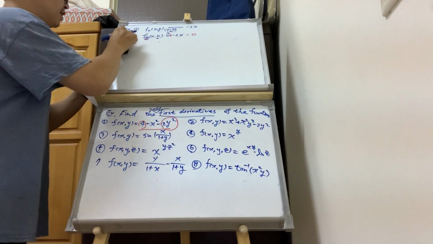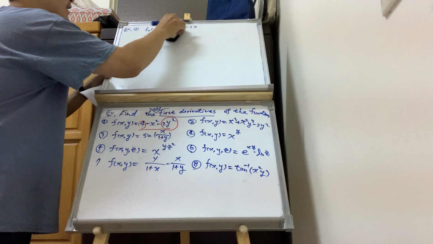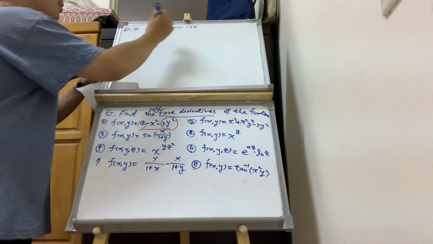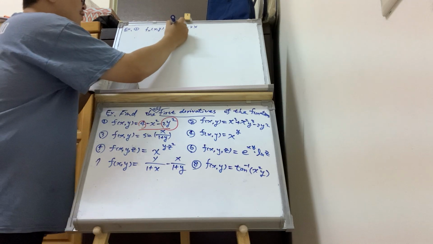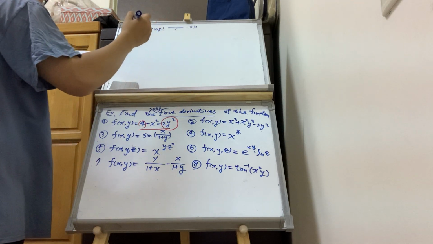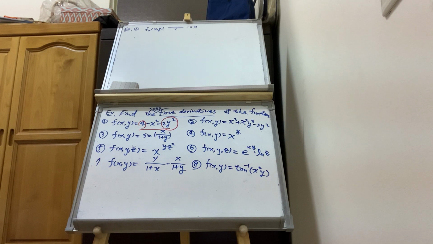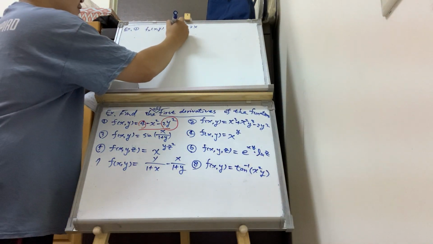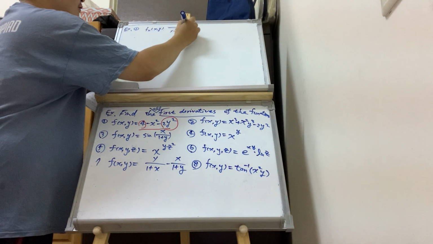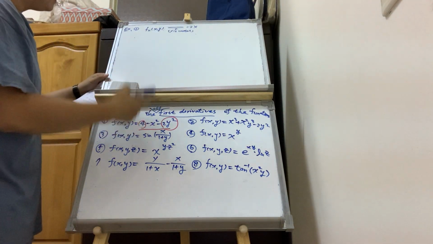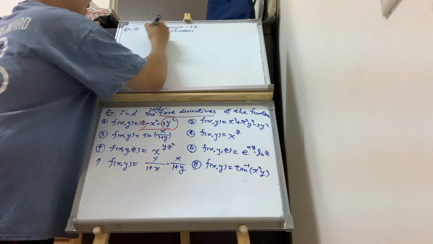And here we could just erase it now. In this case, we fix y. You could view it this way. Here y is constant, so y is constant in this case. So it's negative 2x. And what's this?